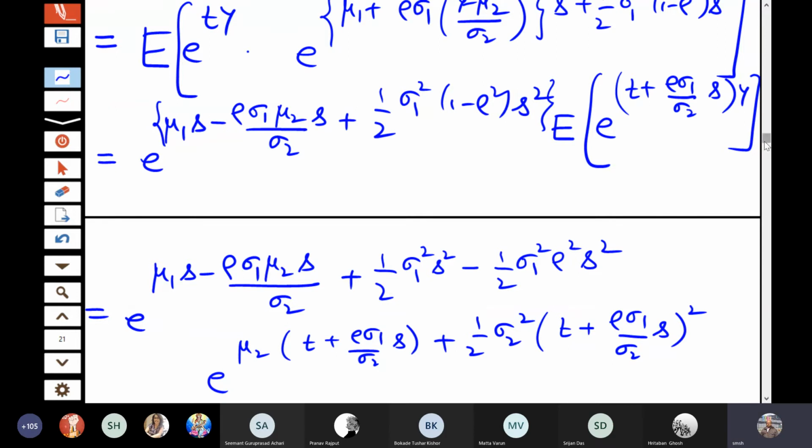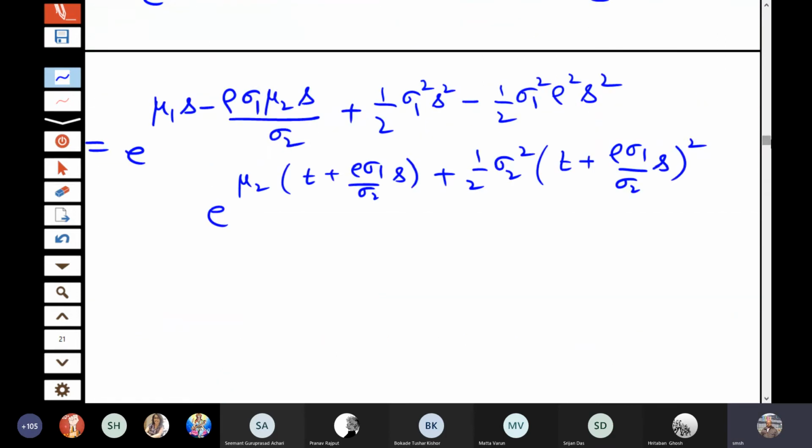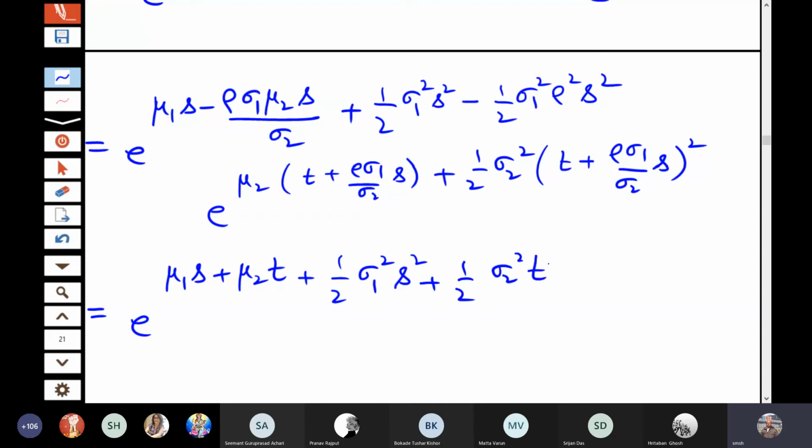So it's a matter of simplification now. E to the power mu 1 s plus mu 2 t plus half sigma 1 square s square plus half sigma 2 square t square. And let us look at other terms here.